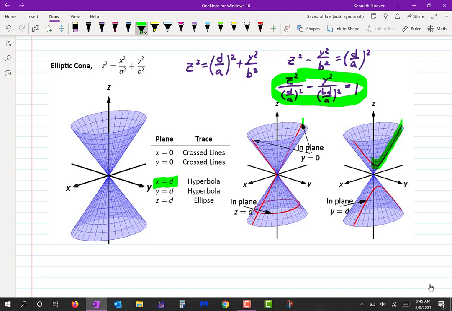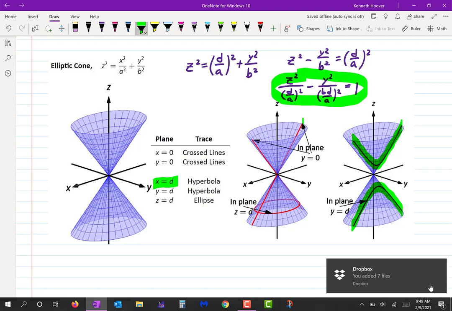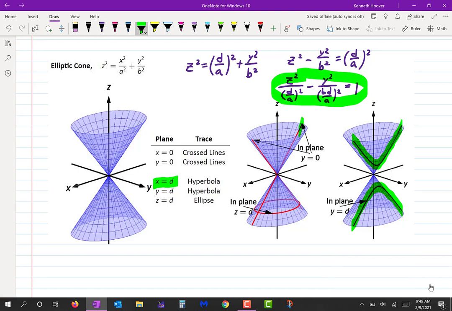And here's a picture of one right here. If you slice this thing with a plane straight up and down through the origin, you'll get a pair of crossed lines. Let me draw that in this picture over here on the left. If you slice one of these with a plane straight up and down that doesn't go through the origin, you will get a hyperbola.